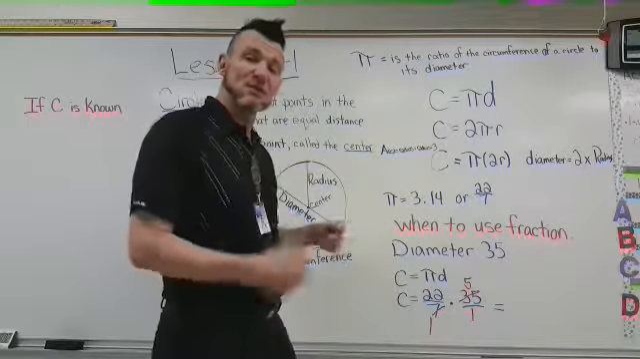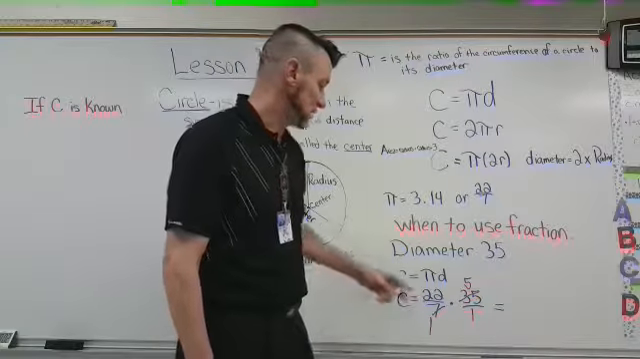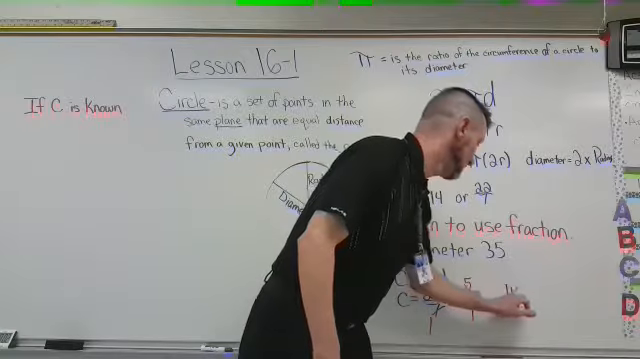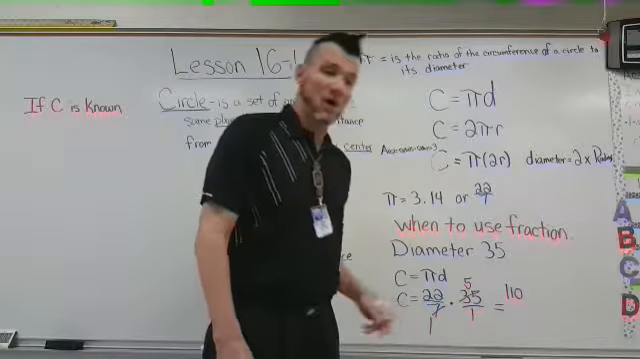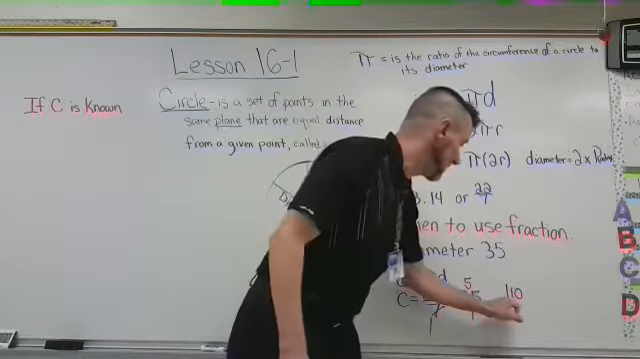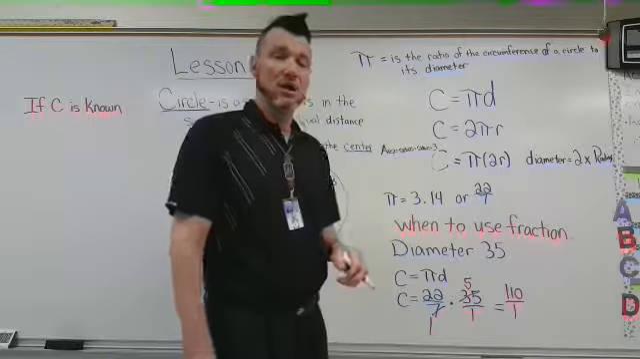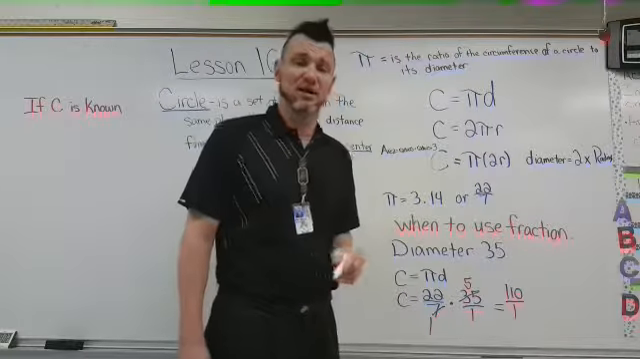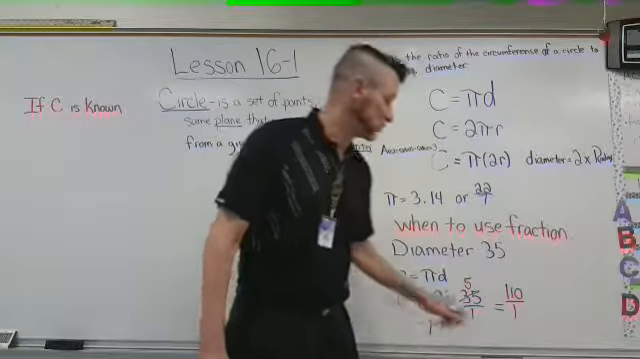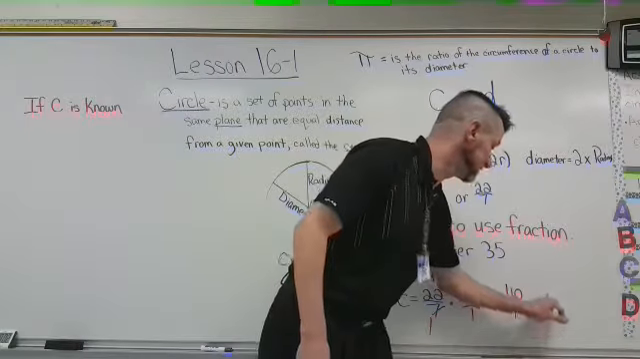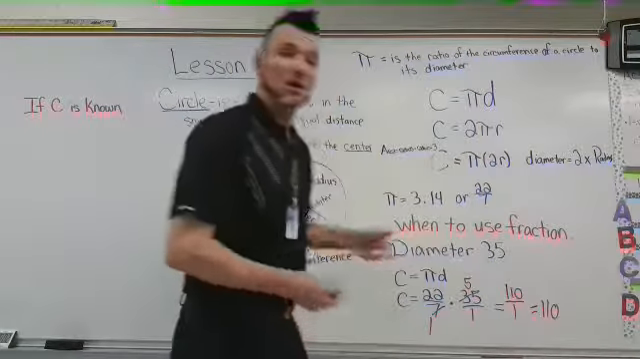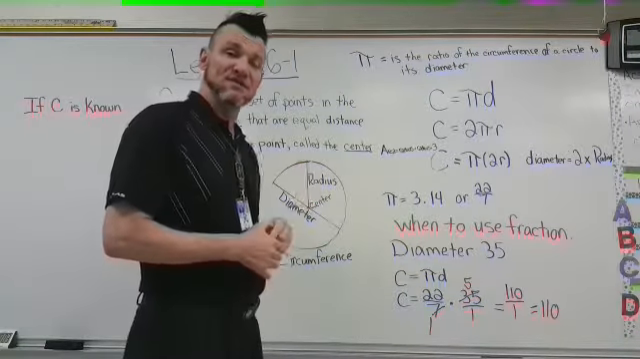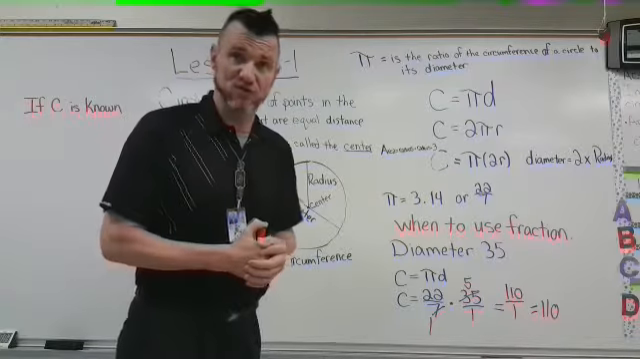So now, instead of having to multiply by a large number, we can simply multiply 22 times 5 equals 110. And 1 times 1 equals 1. So now we have 110 over 1. And to make this a whole number again, we see how many times the denominator can go into the numerator. In this case, 1 can go into 110 times. And therefore, whenever you have a diameter that is a multiple of 7, it is much easier to do it in fractional form.